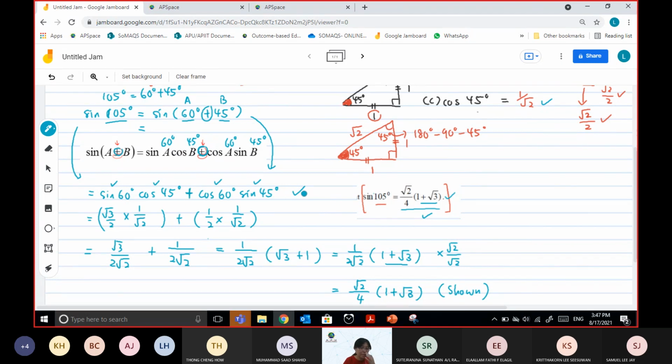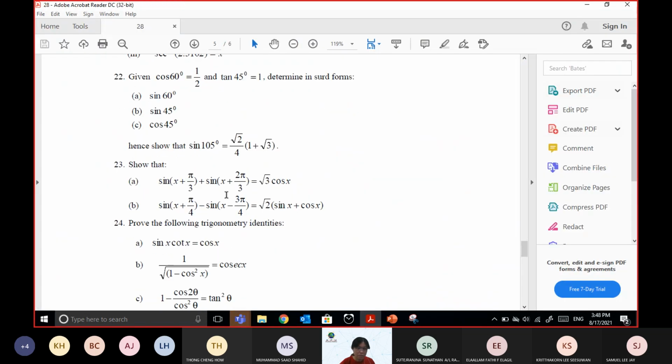Okay, students, can you understand how I substitute the values into the formula? Yeah, all clear till now, miss. Okay, now it's clear already. Then I will proceed to question 23.